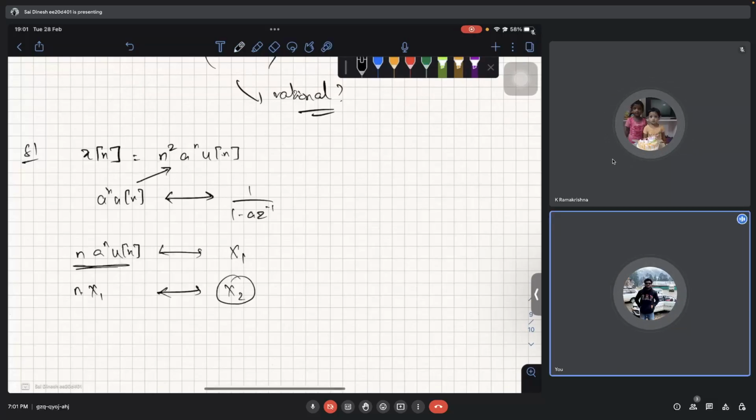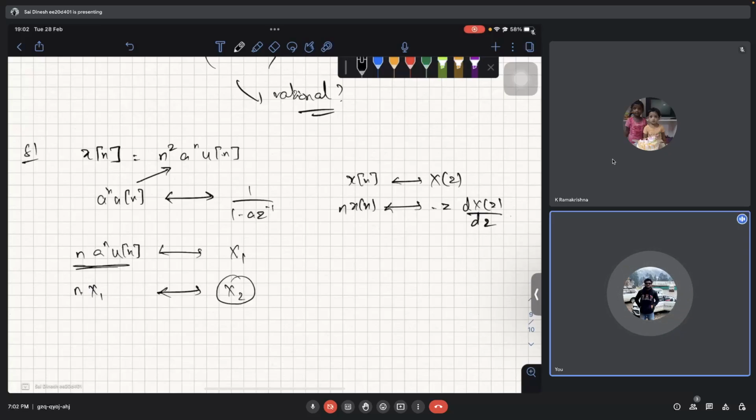So we know the property that if x of n belongs to X of z, then n times x of n belongs to minus z times dX of z by dz. So basically just need to apply it twice here and get the final answer, right?